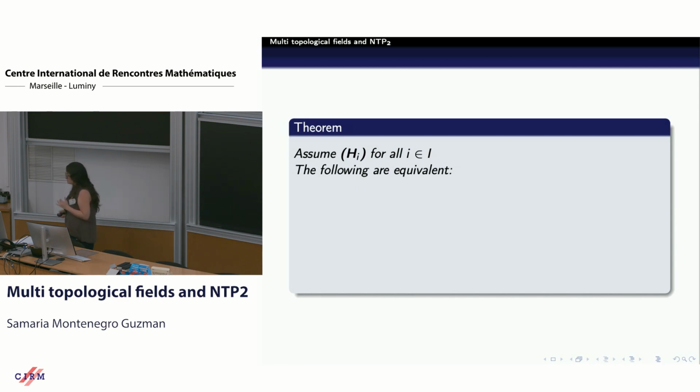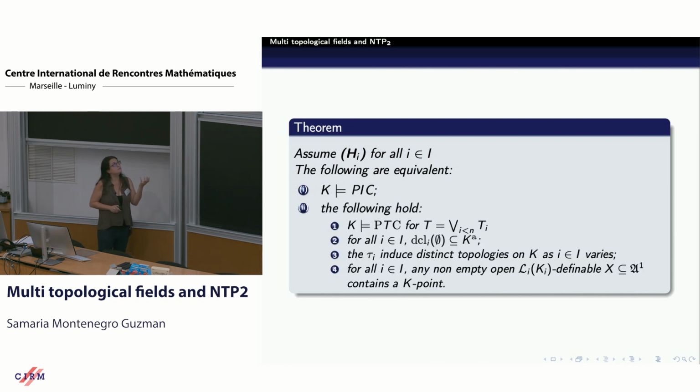And this theorem, which is really not trivial, tells us the relationship between PIC and PTC, okay? So the following are equivalent: K is PIC and the following. But the important thing is, and I will speak a little bit about the third condition: PIC is almost equal to PTC when T is this theory, okay? Almost. The important thing is hypothesis 3, which says something about the topologies. This says just that the topologies are different, okay?